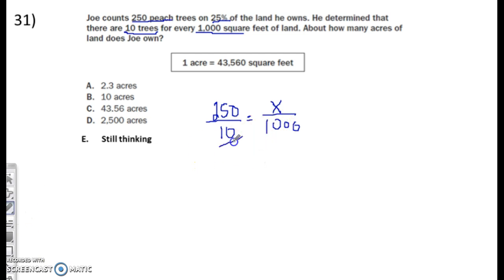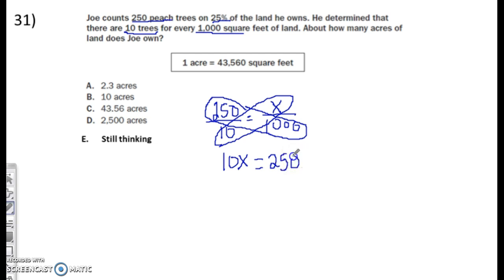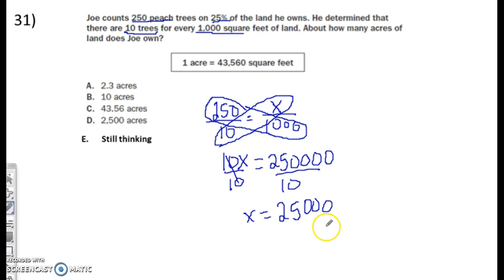So if we cross multiply this, 10 times x is 10x, and 250 times 1,000 is 250,000. And then we need to finish solving for x. So I divide each side by 10, and I get 25,000. But let's talk about what that is. That's not the final answer.